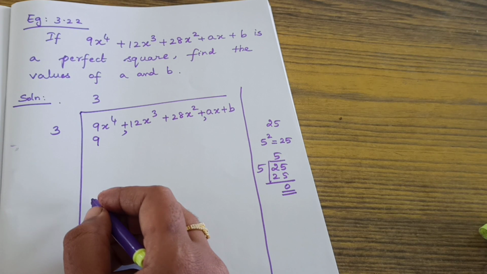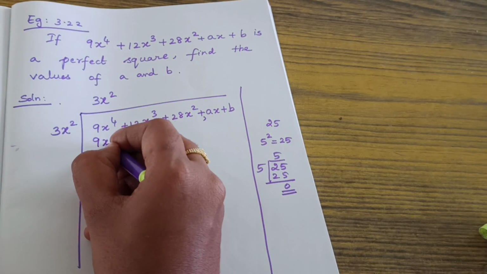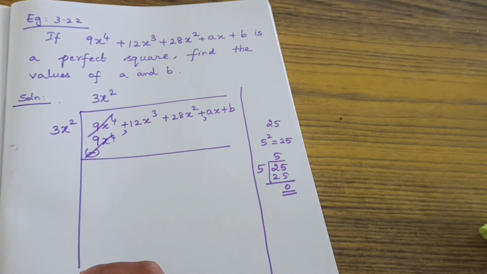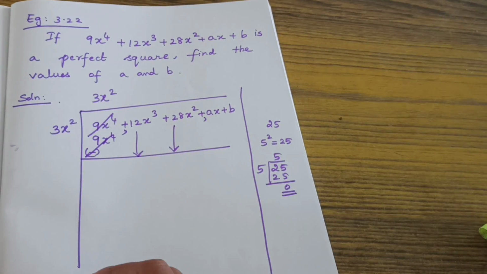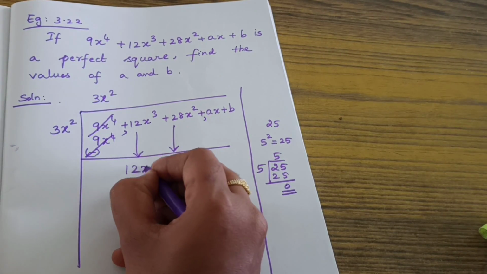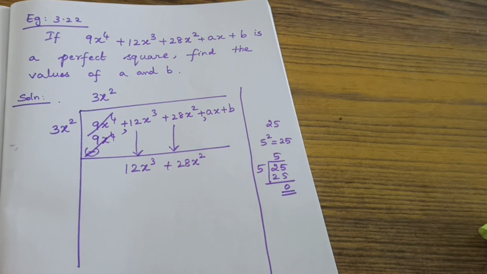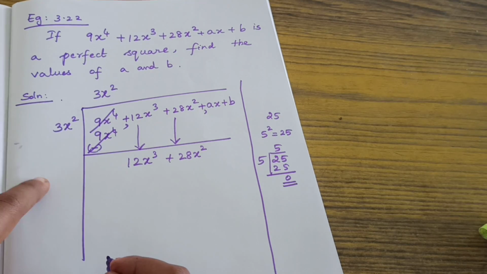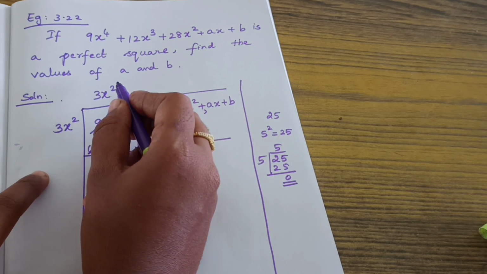And x power 4, how will you split? X square into x square, that is x power 4. Then change of sign, these 2 terms will cancel. After that, for the square root you need to take 2 terms at the same time. So 12x cube plus 28x square. Then while writing the new term, don't forget this: you need to multiply the quotient by 2.